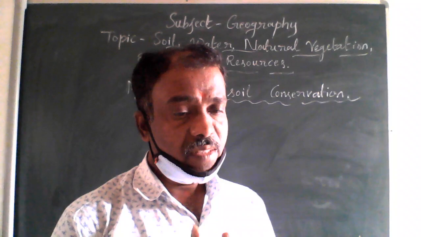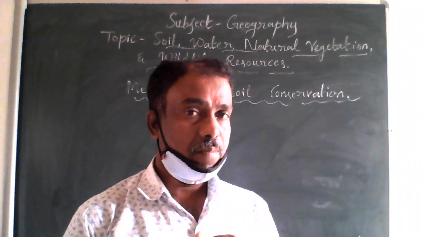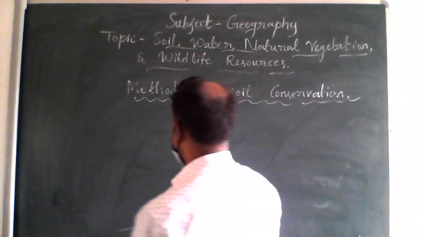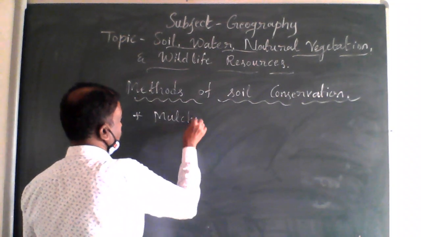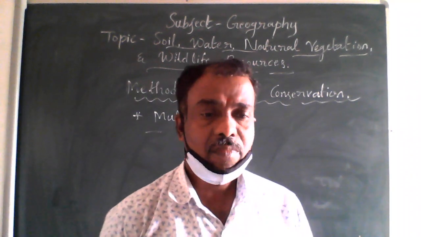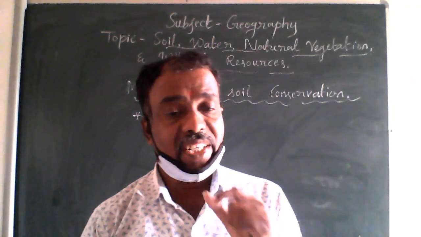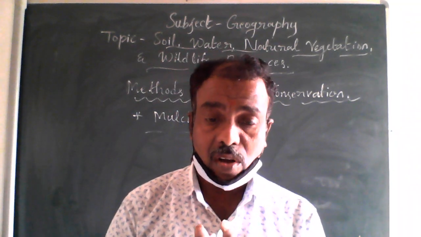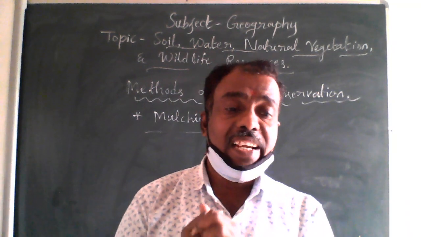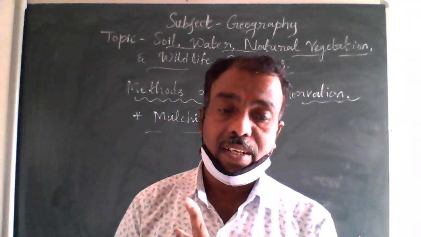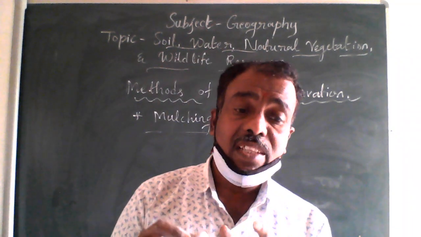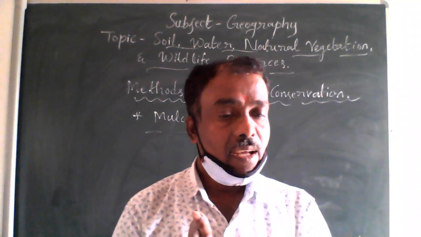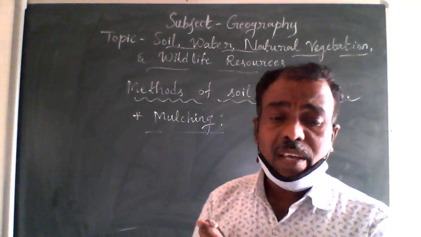So there are so many methods of soil conservation, so let us know them one by one. The first one is the practice of mulching. What is the meaning of mulching? It means the bare ground between plants is covered with a layer of organic matter like straw. This helps to retain soil moisture. So this is one of the methods. And the next one, counter barriers.